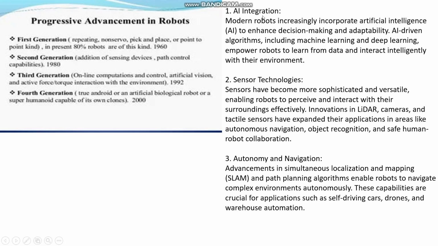So one is AI integration. Nowadays, the robot is integrated with artificial intelligence. There is an article I downloaded from the internet. I will share it to the WhatsApp group. So while sending this.